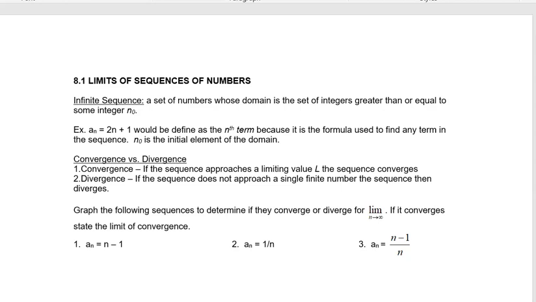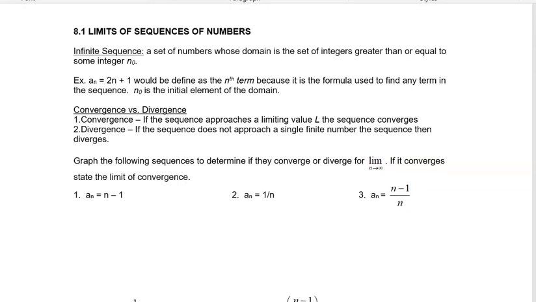If you look at the top there, a quick little definition. An infinite sequence is a set of numbers whose domain is a set of integers. So whenever we're talking about a sequence, we're talking about integers only, greater than or equal to whatever our initial integer would be. Here, a sub n equals 2n plus 1. That's our nth term. That's going to define how we get the terms in our sequence. And n sub 0 is the initial term that we would start our sequence with.